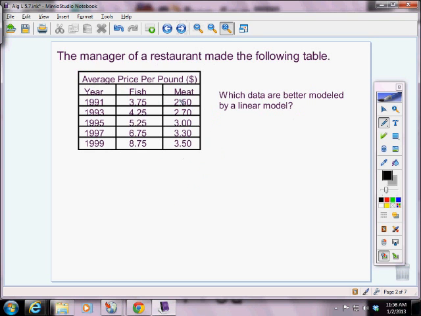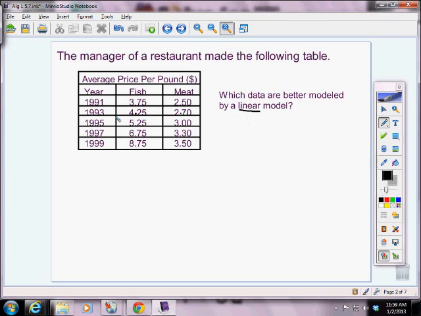Let's look at an example here. It says the manager of a restaurant made the following table. So obviously this is from a while ago, but it says in 1991 the price per pound for fish was $3.75. Meat was $2.50. In 1993, the average price per pound was $4.25 and $2.70. Sorry, kind of got cut off there. It says which data are better modeled by a linear model.